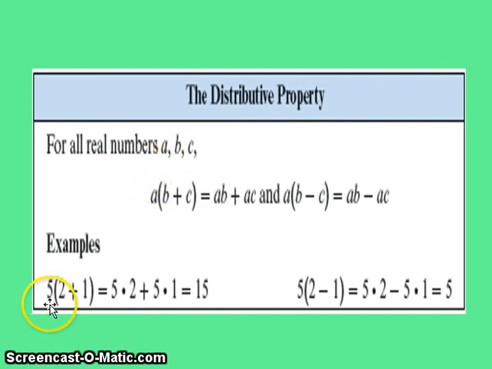inside the parentheses. For example, if you have 5 times the quantity 2 plus 1, it's the same as multiplying 5 by each term inside the parentheses. 5 times 2 plus 5 times 1, which is 15. If you have 5 times the quantity 2 minus 1, it's the same as multiplying 5 by every term in the parentheses. 5 times 2 minus 5 times 1, which is 5. All the distributive property really says is that you can multiply the number outside that set of parentheses by every term inside the set of parentheses. Now remember, terms are separated only by addition and subtraction, not multiplication and division. So you want to only apply that outside number to each term once.